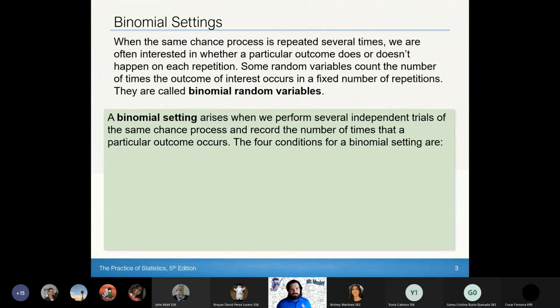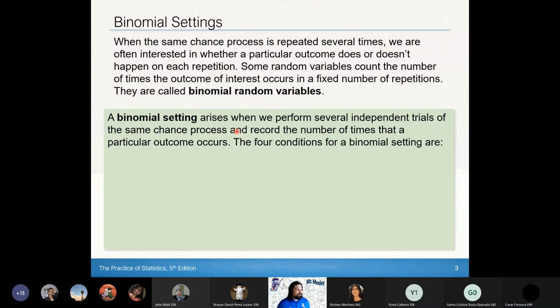The key thing that is different between the other random variables that we've looked at is that this is dealing with a fixed number of repetitions. It's not just simply counting the number of times something occurs. It's the number of times something occurs in a fixed set of repetitions or a fixed set of trials. All right.